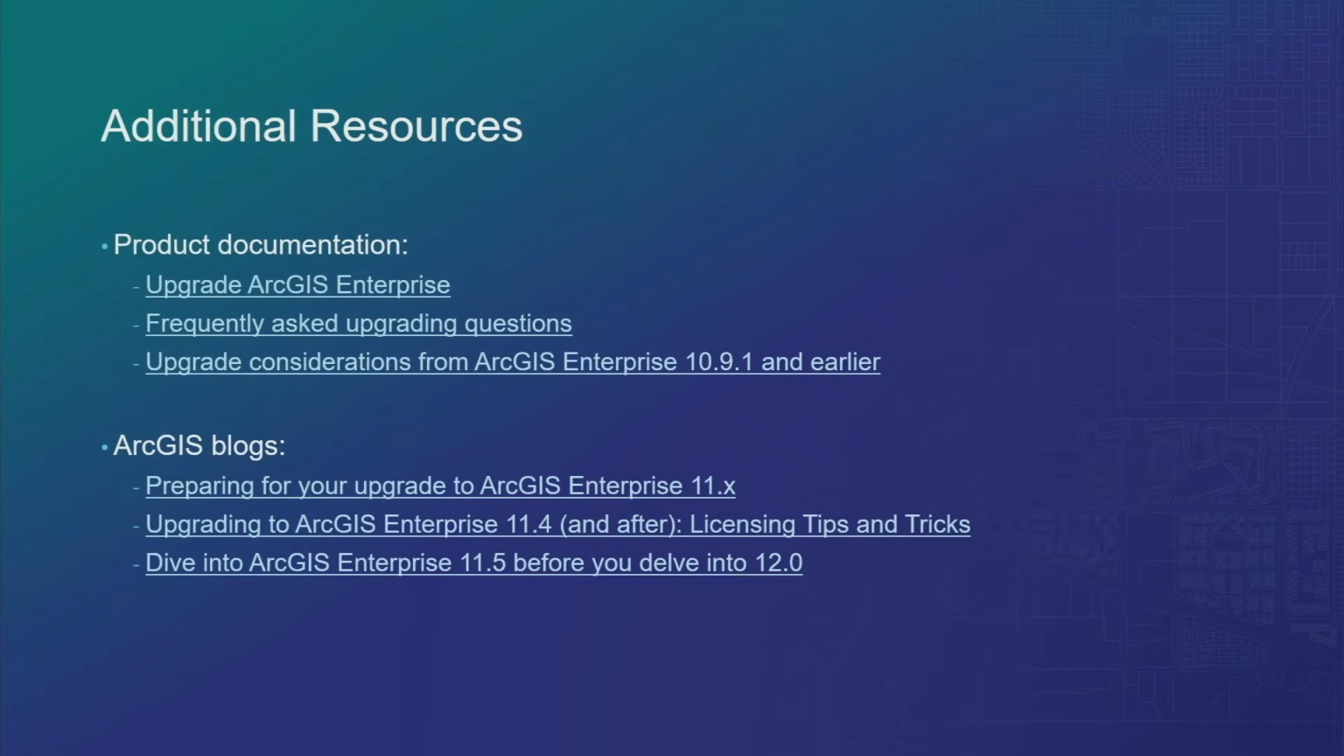We couldn't cover everything here, so here are some good resources to review once you're back in the office. First, we have the product documentation. Check out the main upgrading product doc. You can also check out the frequently asked questions on upgrading, specifically going from 11.x to the new version of Enterprise. And then we have some helpful blogs, first covering upgrading to 11.x from 10.x. And then we have some licensing considerations for upgrading from 11.4 and up.